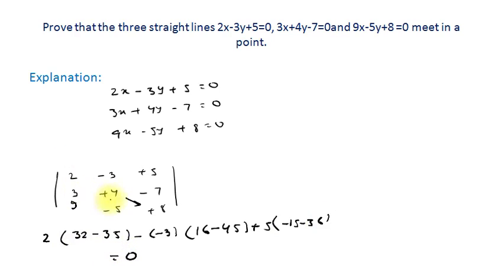So we see here that the determinant of the coefficients of x, y and the constant term is 0. It means that the given lines L1, L2 and L3 pass through the same point.